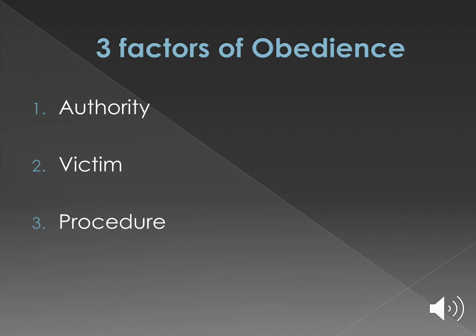So next we have 3 factors of obedience. The first is authority, then victim, and then procedure. The authoritative figure affects the obedience we portray. When the Milgram experiment was replicated, the experimenter was replaced by an ordinary person. There was a reduction in obedience by 20%. Also, when the experimenter issued commands by telephone and not in person, only 21% fully obeyed.